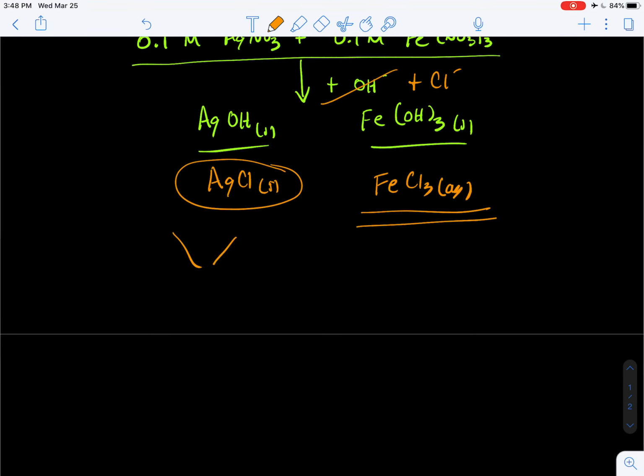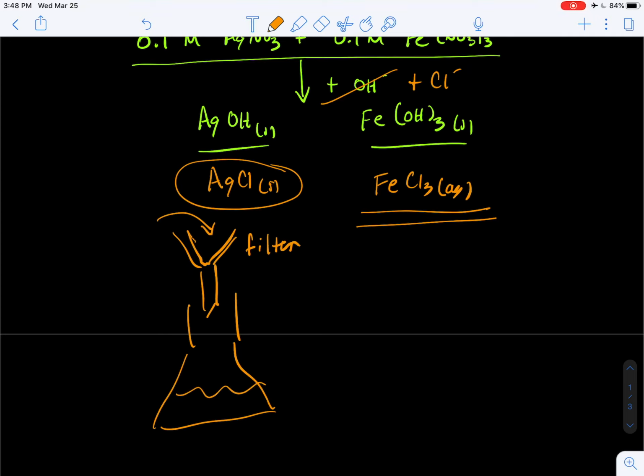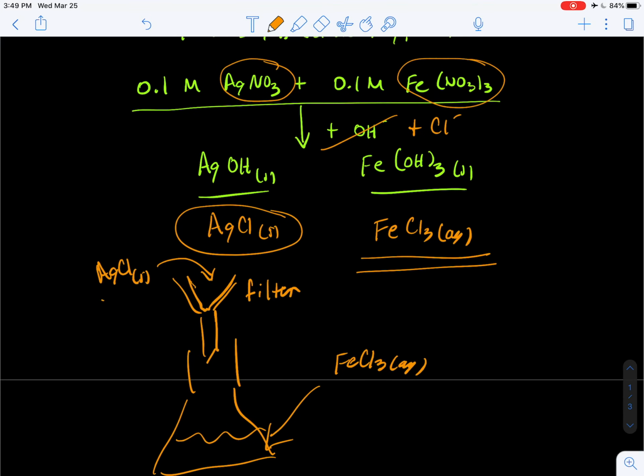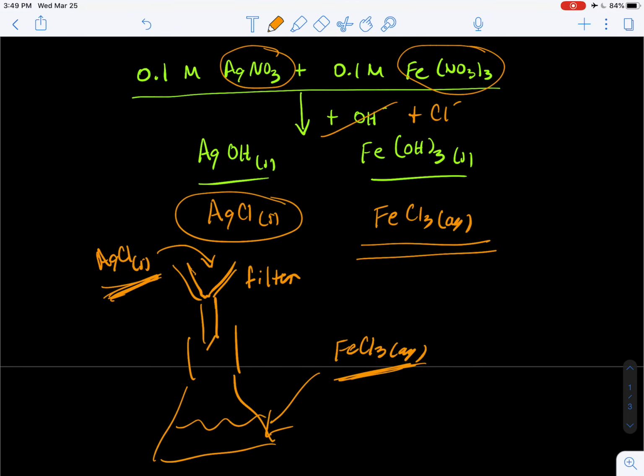So then what you could do is you could take your reaction mixture and you could pour it in through a funnel that has a filter. And you could pour your liquid in here. What would pass through the filter is your aqueous iron chloride. And what would be trapped on top of the filter would be silver chloride solid. So that's how you would separate the two. I mean, you wouldn't get silver nitrate and iron nitrate back again. You would have two different chemicals. You'd have silver chloride, which is something different, and iron chloride.